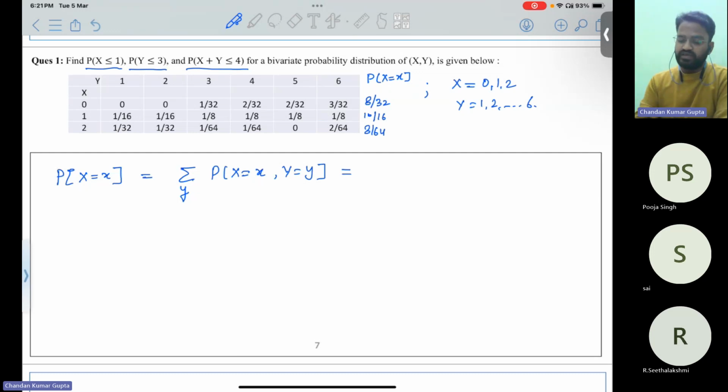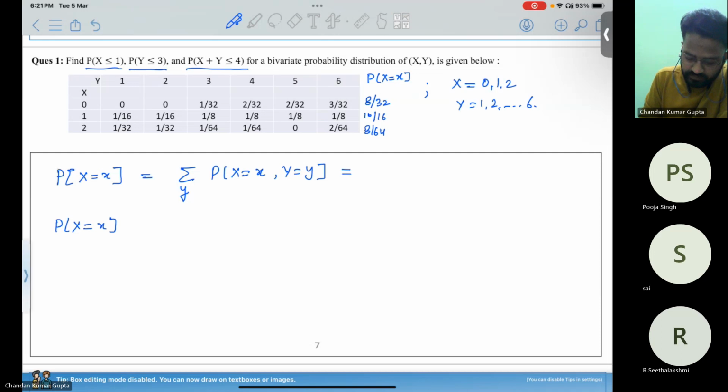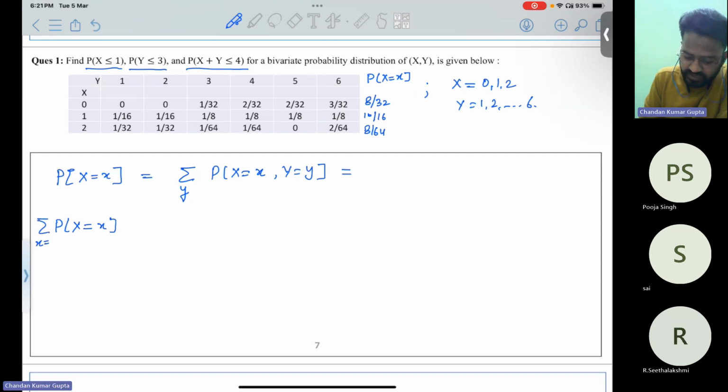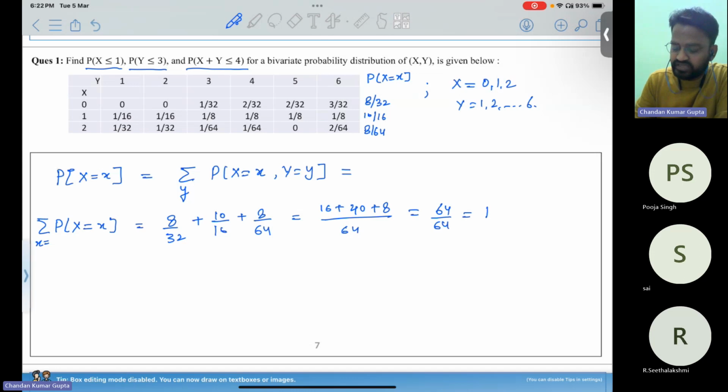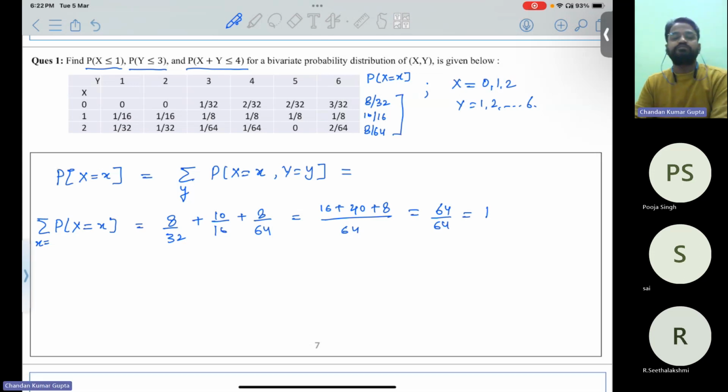When we take the summation over x, it is 8 upon 32 plus 10 upon 16 plus 8 upon 64. With denominator 64, it is 16 plus 40 plus 8, that is 64 upon 64, which is 1. So this is the marginal probability mass function for the random variable x.